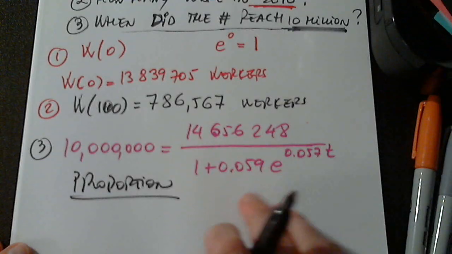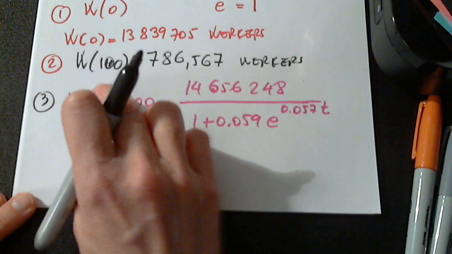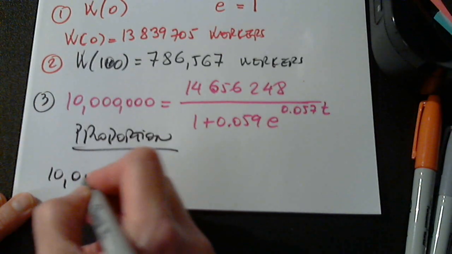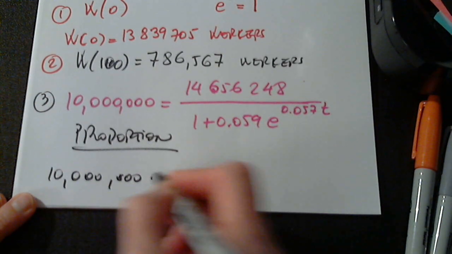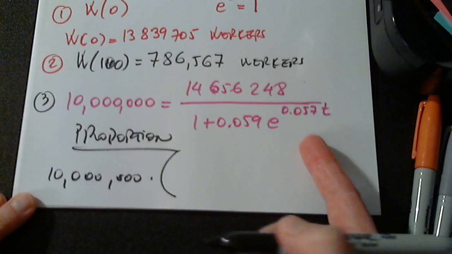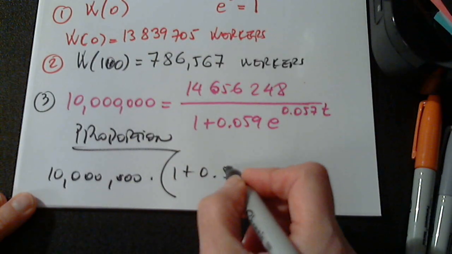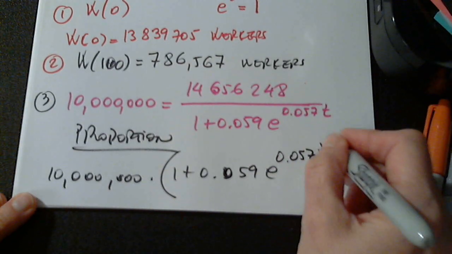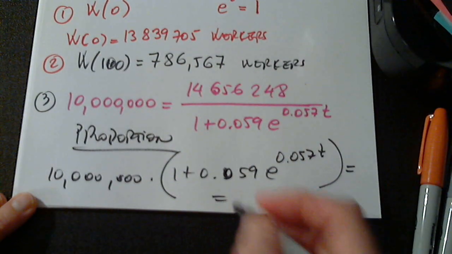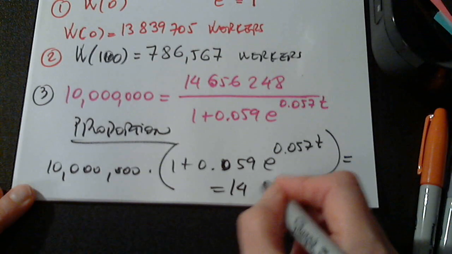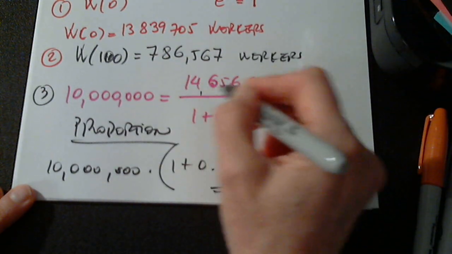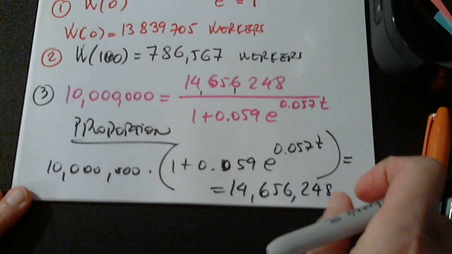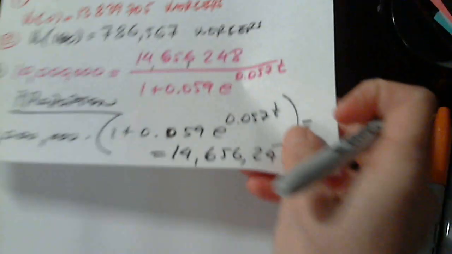So let's do it. This times this equals this times this. Okay? So we have 10 million multiplied by, careful, parentheses, 1 plus 0.059 e to 0.057t. And that has to equal that big number of 14,656,248. Very good. Perfect.